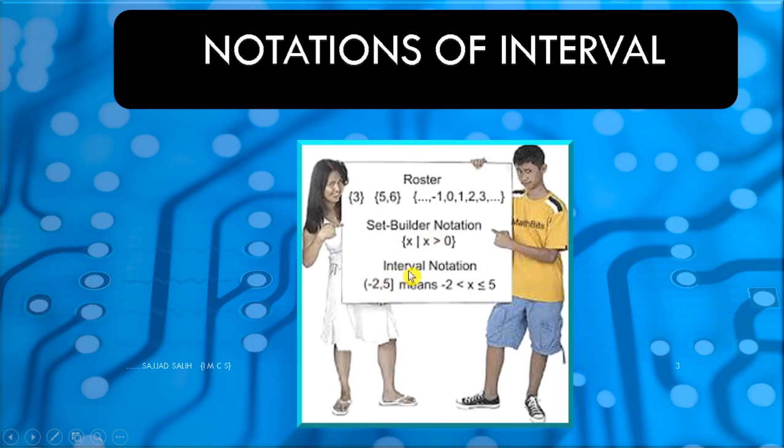And here is the real interval notation, -2, 5. Here is the open end and here is the closed end, meaning -2 is less than x less than or equal to 5. Here is the interval notation, and the set notation says the same.